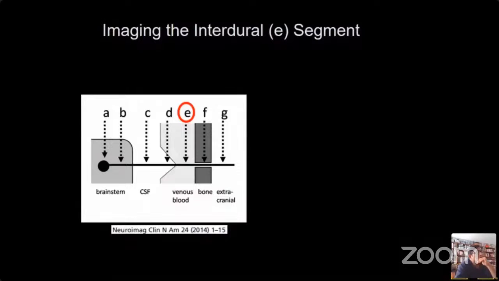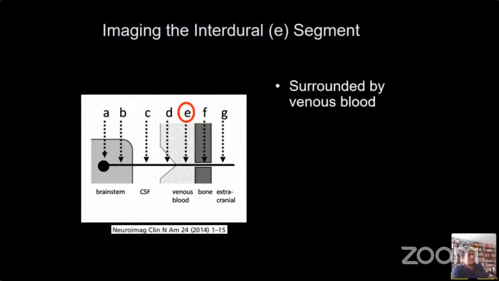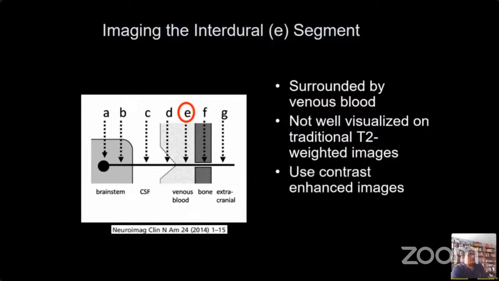Again, we come to the next segment, which we can see very well, which is actually the interdural segment. And generally, the interdural segment is associated with venous blood. And which cranial nerve is better positioned to show you the relationship within the interdural segment? And that's the 5th cranial nerve.